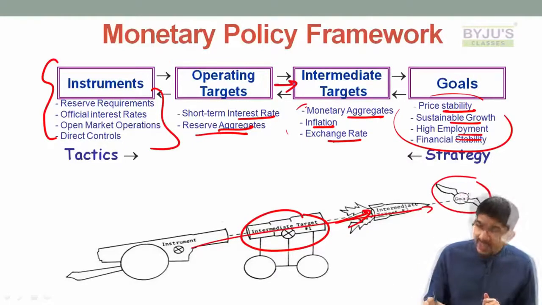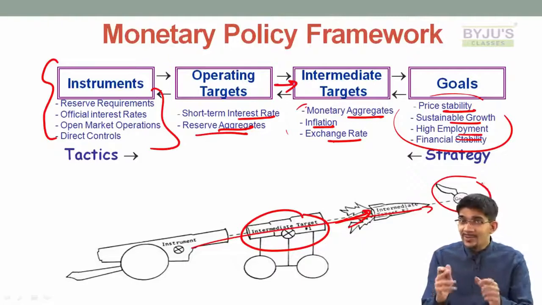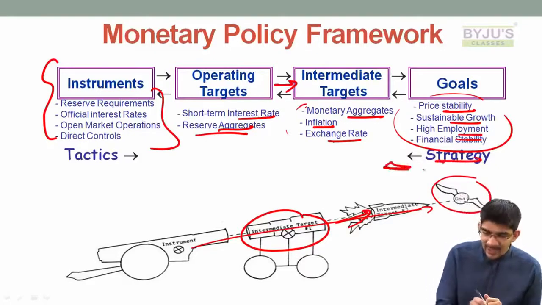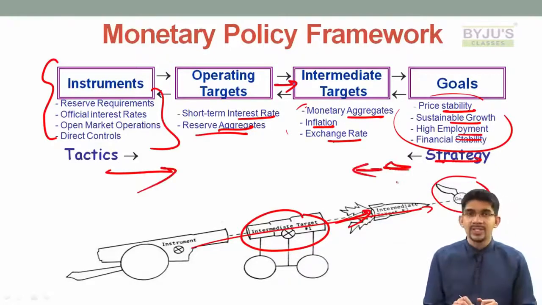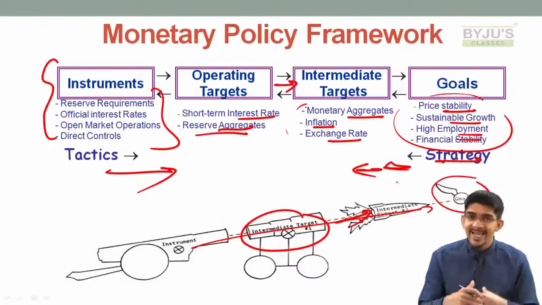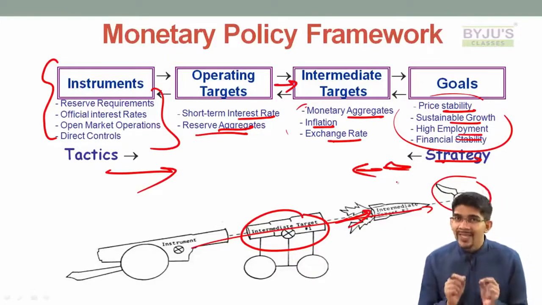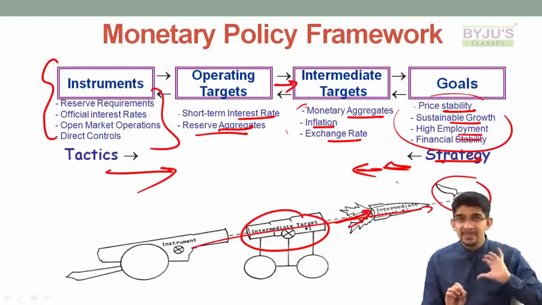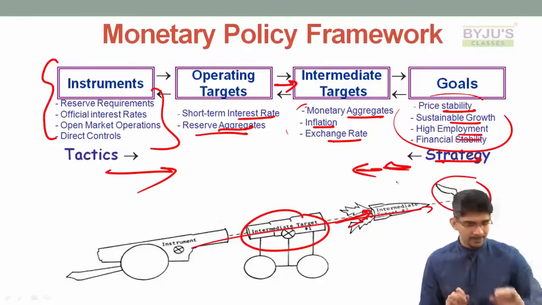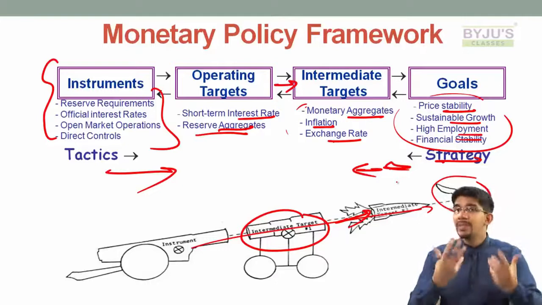So we'll have to in turn look at the goalpost, which is constantly moving, and then adjust our strategy this way. So tactics go this way and strategy goes this way. This is how the monetary policy works. It's a very complex procedure requiring expertise, which is why it is given to an expert body such as the RBI. How does RBI actually implement this monetary policy?